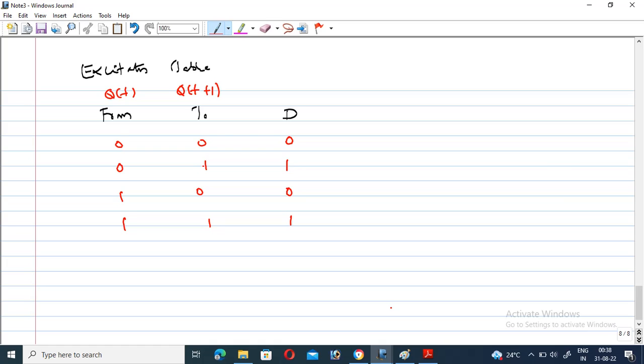Okay, in the next concept we will see how the edge triggered JK flip flop works.